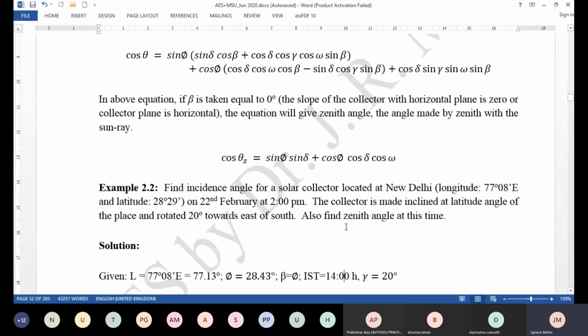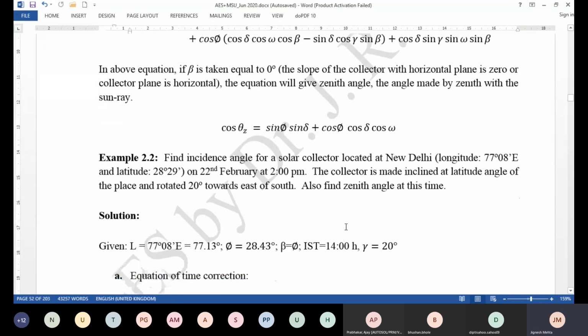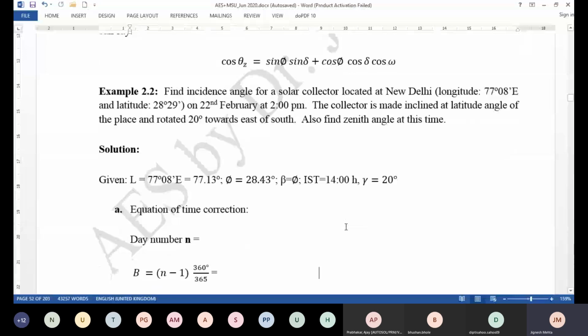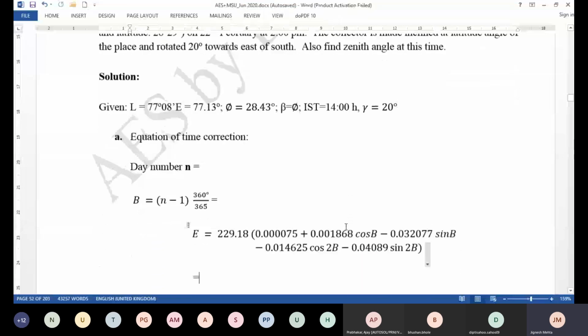Let's try and get the things. I hope you are with your calculators. So first thing is equation of time correction. So your day number is what? Day number is 31 plus 22, that is 53. So you have to find out B, and from that you get the equation of time correction.